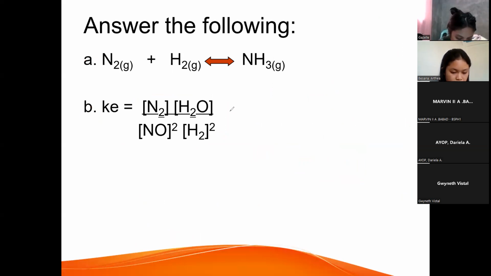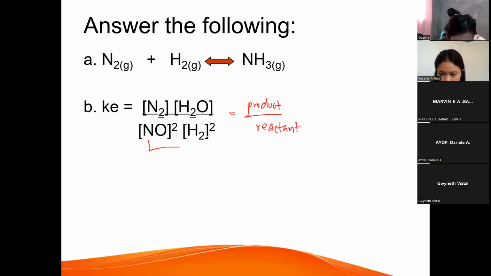Always, class, in the computation of chemical equilibrium, product over the reactant. So, ito yung reactant natin. If we are going to transform this into a chemical reaction, magiging ganito siya. NO, and then meron siyang exponent na 2. Remember, the exponent na 2 is its coefficient. Plus, another reactant here, the H2. Meron din siyang coefficient, and that is 2.